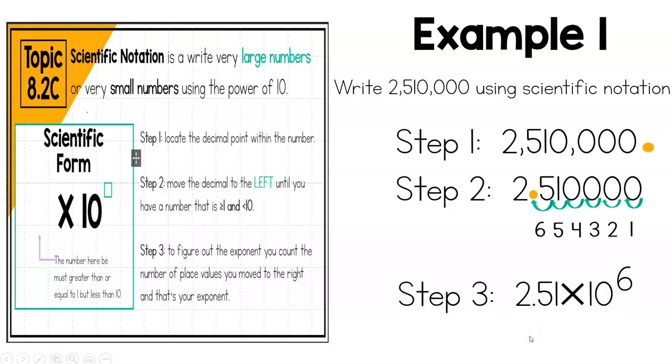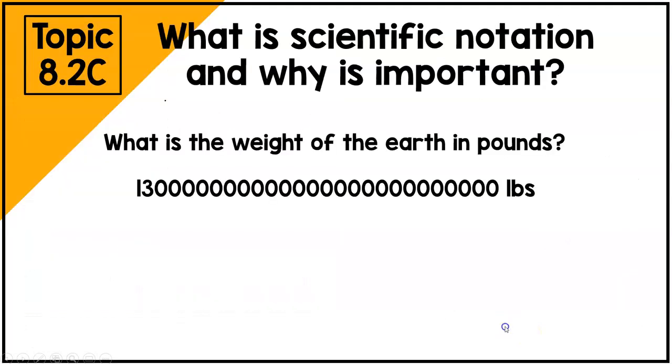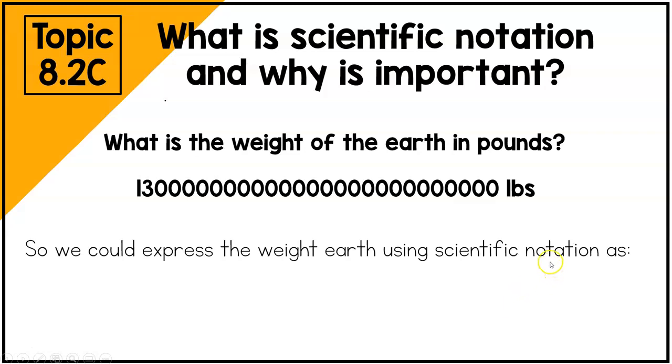Okay, but again, why is scientific notation important? Because if we took the weight of the Earth, which is a really big number, we could express it using scientific notation, which would make it a lot easier, and we'd get a pretty number that looks like this. So the weight of the Earth using scientific notation would be 1 3/10 times 10 to the power of 25 pounds. So we can take these really big numbers and express them in a nice, neat number using scientific notation.